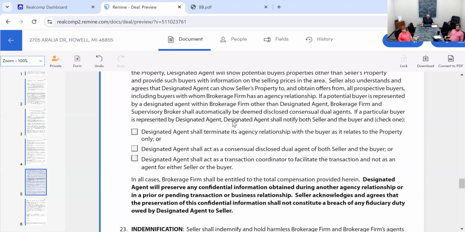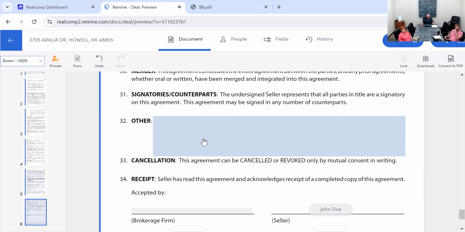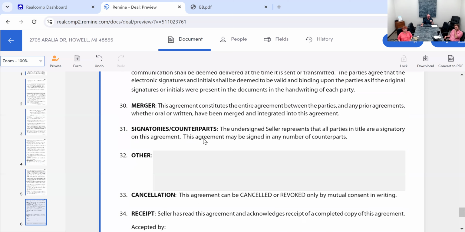Now there's nothing in here to state that, but later on you do have the other section here, and that's where we would typically write in the event a listing agent becomes a dual agent, parties agree that the total commission shall be 5%, whatever it may be.